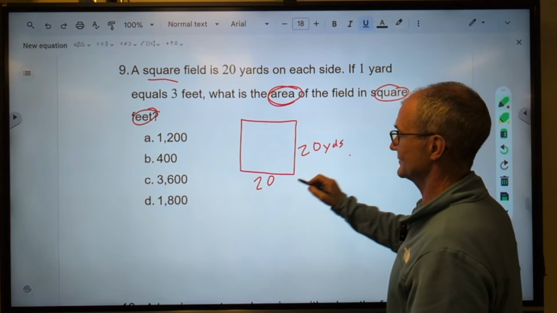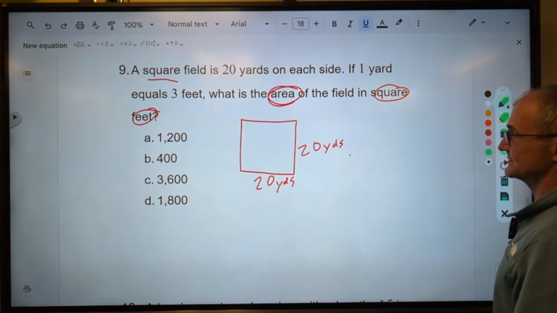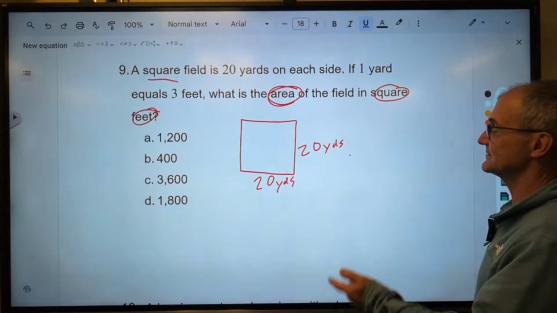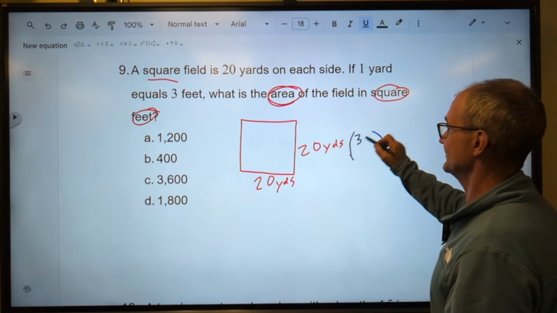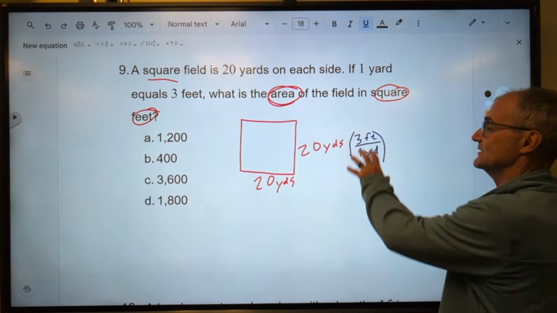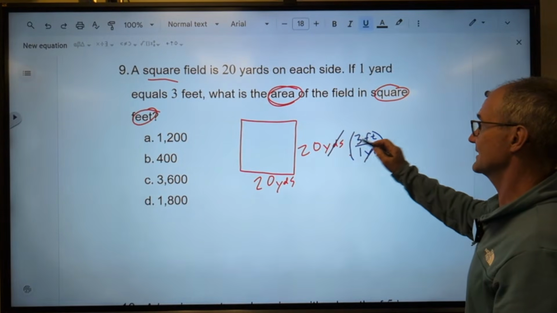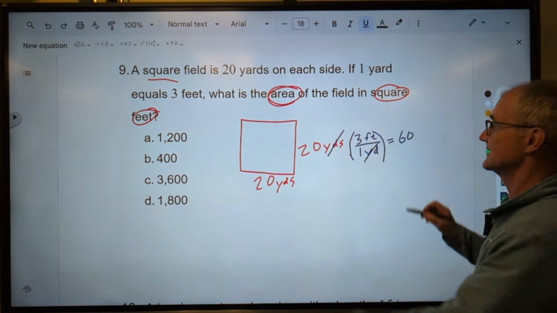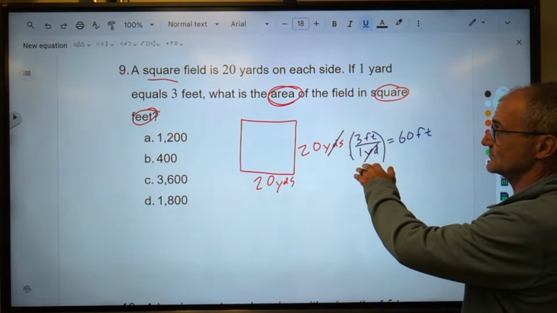I could do this a couple of ways, but the first thing I'm going to do is that conversion. 3 feet to the yard. So I multiply this by 1. 3 feet equals 1 yard. I'm multiplying by 1, which doesn't change the value, but my units cancel. 20 times 3 is 60. The only units I have are feet. Again, it's a square, so whatever this is.